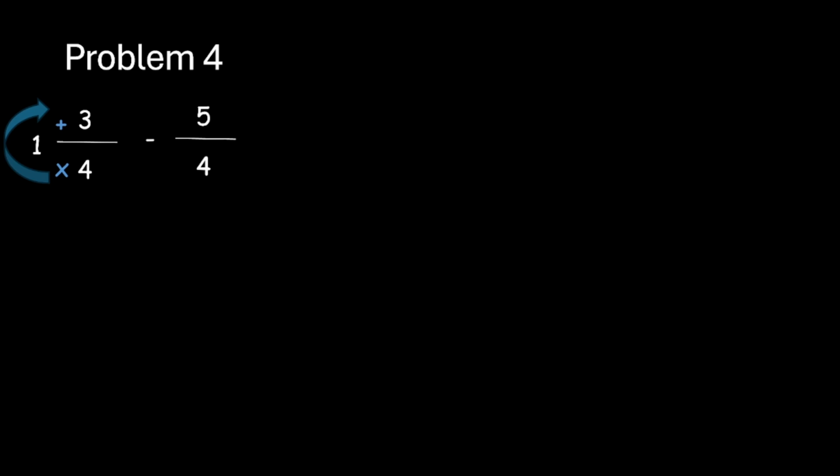So what you're going to do is 4 times 1, which is 4, and you're going to add that with the remainder of 3. So you're going to do 4 plus 3, which is going to give you 7 over 4 minus 5 over 4. You can see that that 5 over 4 is already put as an improper fraction.